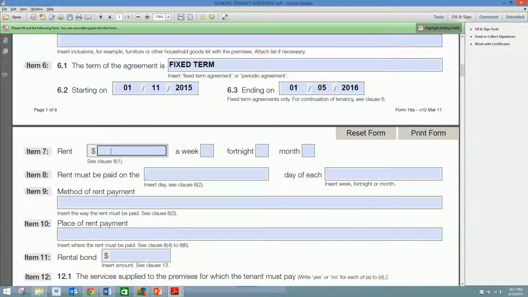Okay, as per the ad, we know that the rent is $460 per week. Now the rent must be paid on, we're going to say, the 5th day of each week. So that means every Friday, that's when the rent is due. The method to pay is going to be by direct debit.